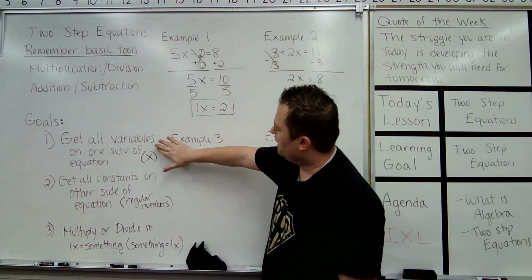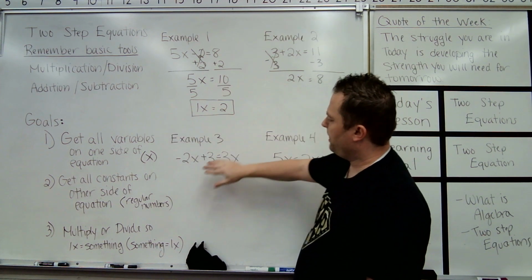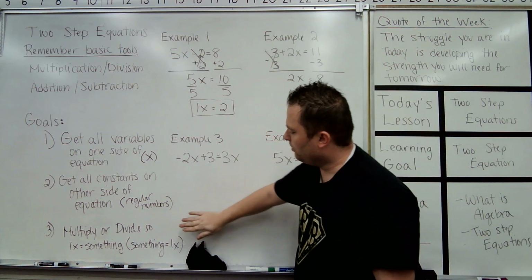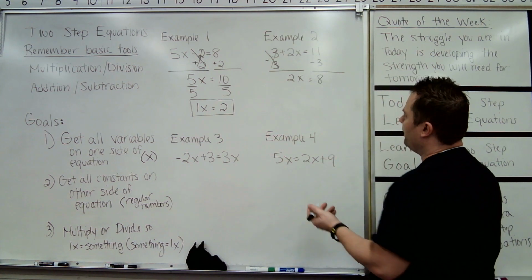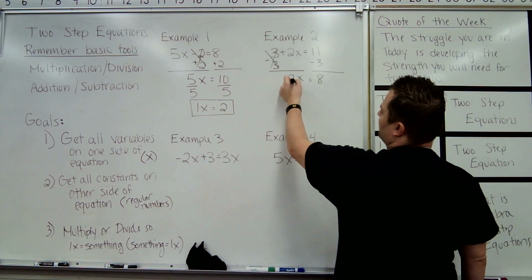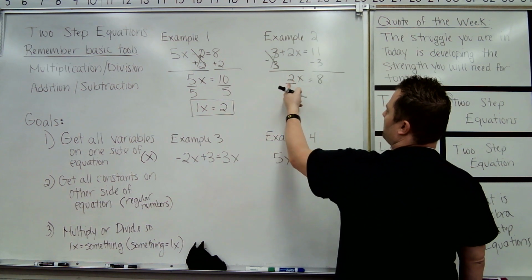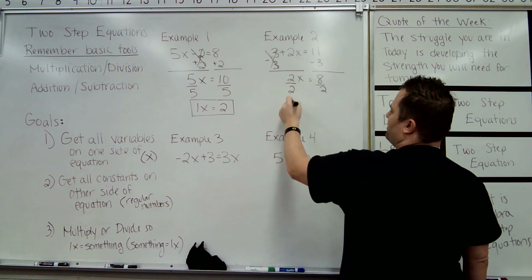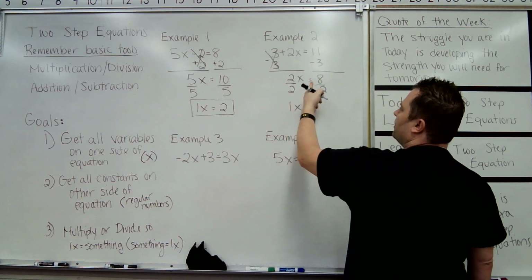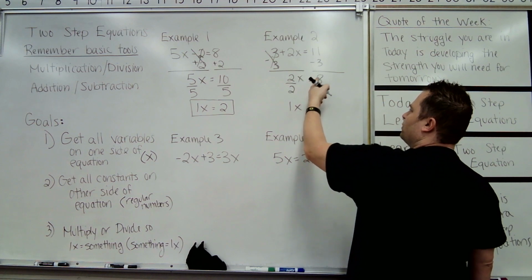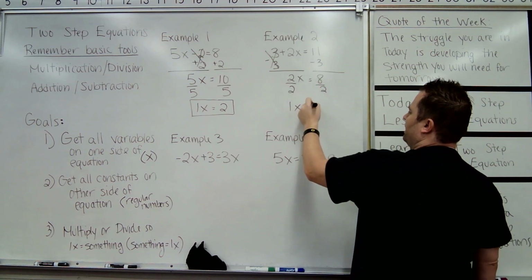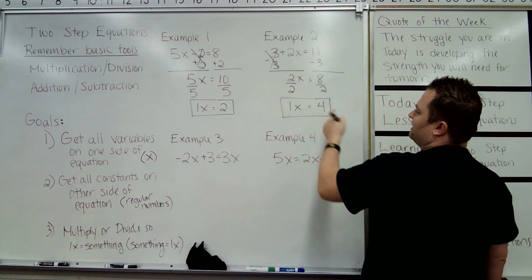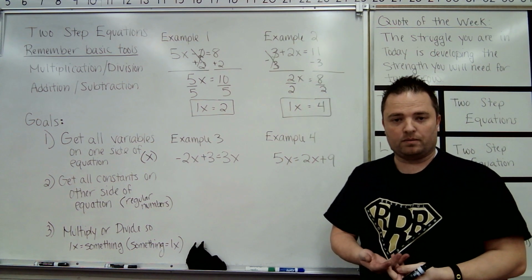You'll notice the variables are on one side, the constants are on the opposite side, and now I want to multiply or divide. Typically, you're going to multiply or divide. These are being multiplied, so I will divide. 2 times the number, so I'm going to divide by that 2 and divide by 2. 2 divided by 2 is 1 times x, and that's equal to 8 divided by 2, which is 4. What this is saying is x is equal to 4, and I can check my work.